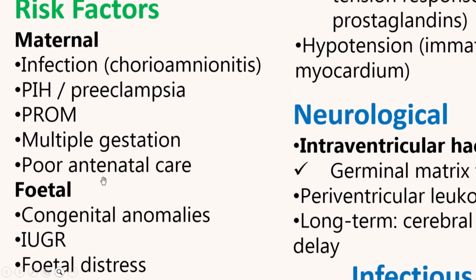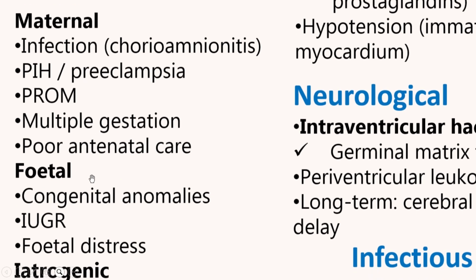Then we have multiple gestation. This is because twins cause an increased distension of the uterine wall. And whenever the uterus undergoes a lot of distension at one point, it is a trigger for labor. Now, I have a whole playlist about obstetrics and gynecology where I talked about labor and how it begins, so we shall not go into that. Then we have poor antenatal care.